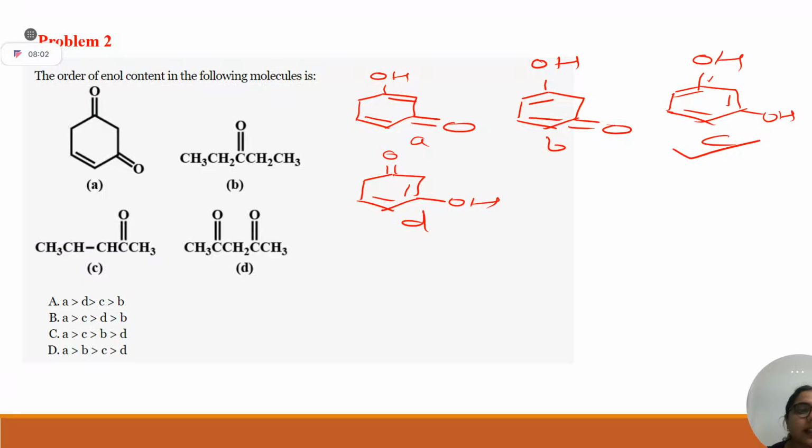So one thing is clear: this A can have two enol forms possible, right? One is from this side and one is from this side. So obviously this will have maximum enol content. Yes or no? So the option in which A is in front. Oh, every option has A in front. But I hope you got the understanding of why A has maximum enol content. Okay, this is about A.